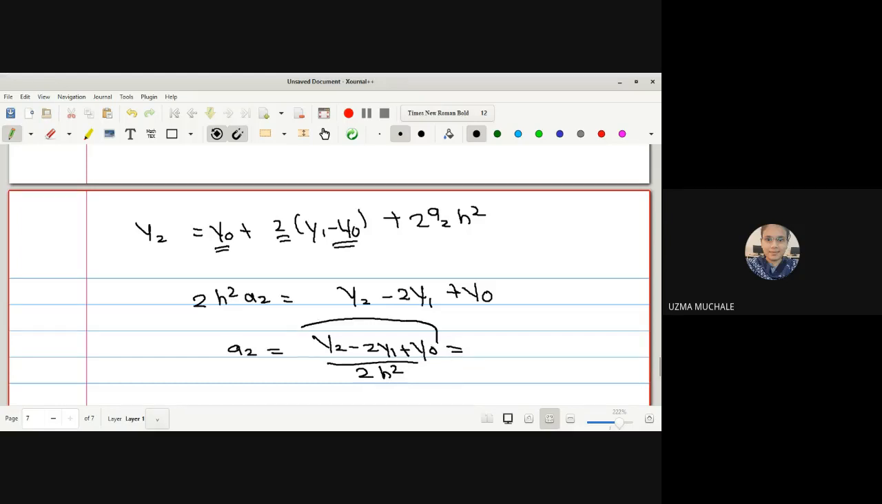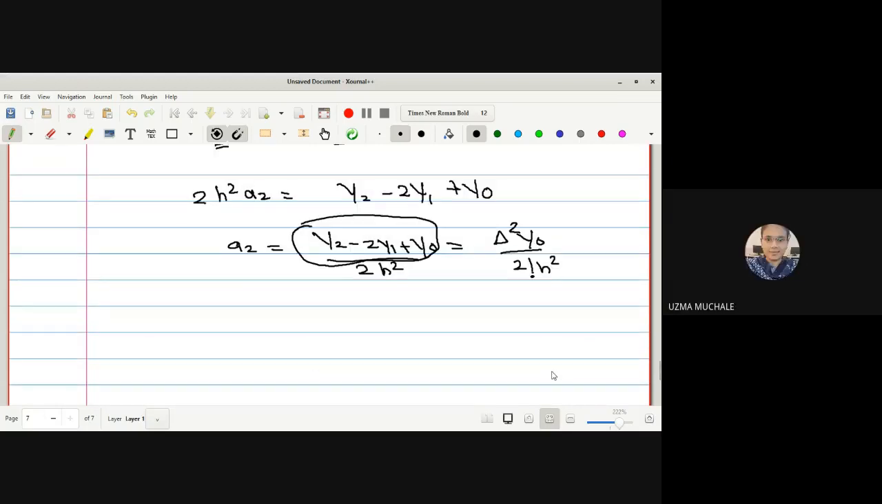Now what is the formula for this? In the last lecture we have seen. What is this one? Look in the forward difference formula, if it is written, is it the same? Yes, ma'am. And hence we get the formula for a2.